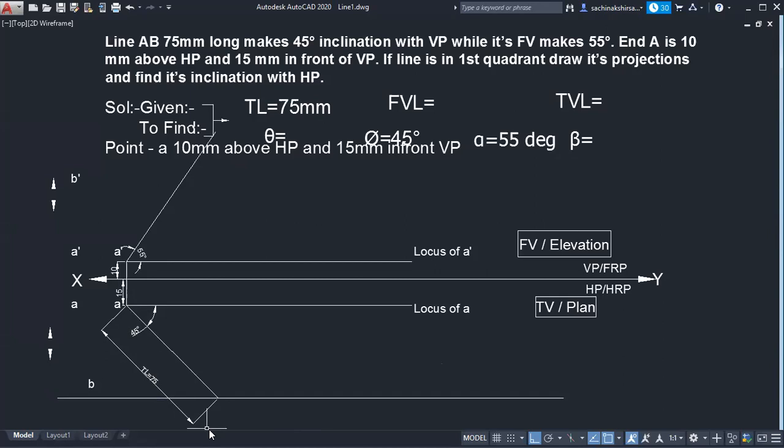Straight and rotate. Up to where do I have to go straight? The locus of A dash. Up to A dash, I have to go straight. Okay, maybe suppose something like this.